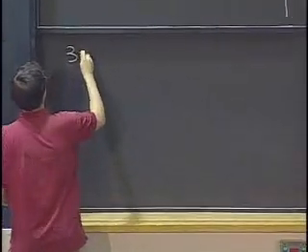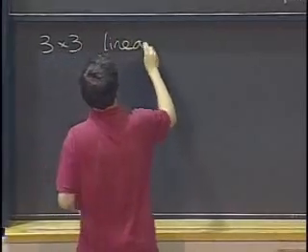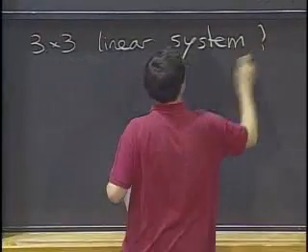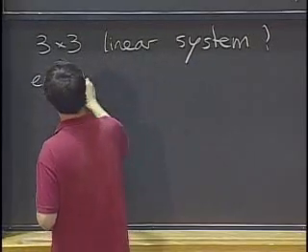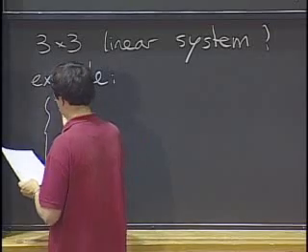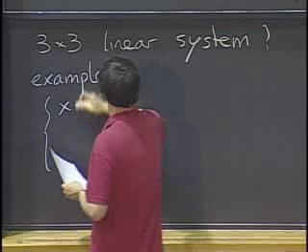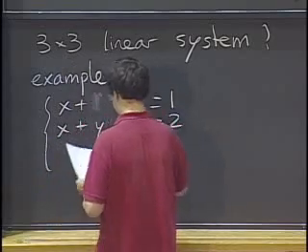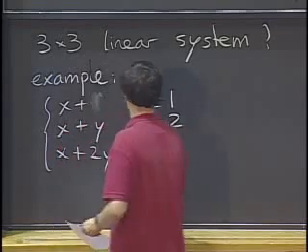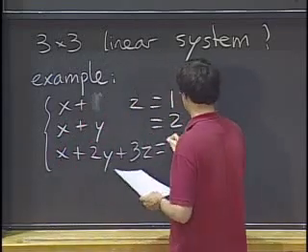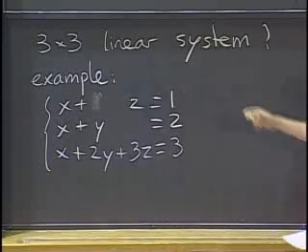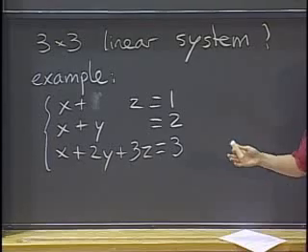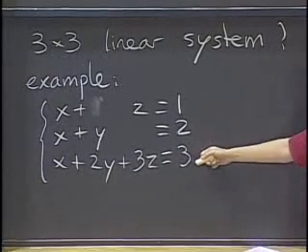So let's say that we have a 3x3 linear system. And just to take an example, it doesn't really matter what I give you, but let's say I give you x plus z equals 1, x plus y equals 2, x plus 2y plus 3z equals 3. Well, what does this mean? What does it mean to solve this? It means we want to find x, y, z, which satisfy all of these conditions.